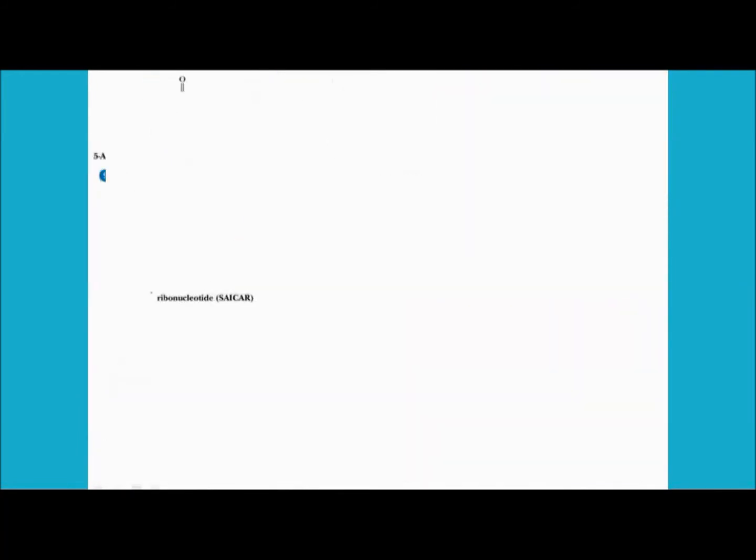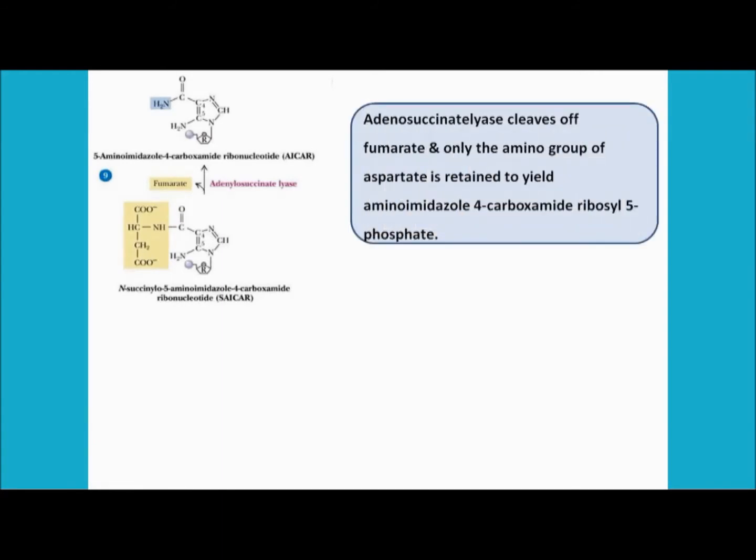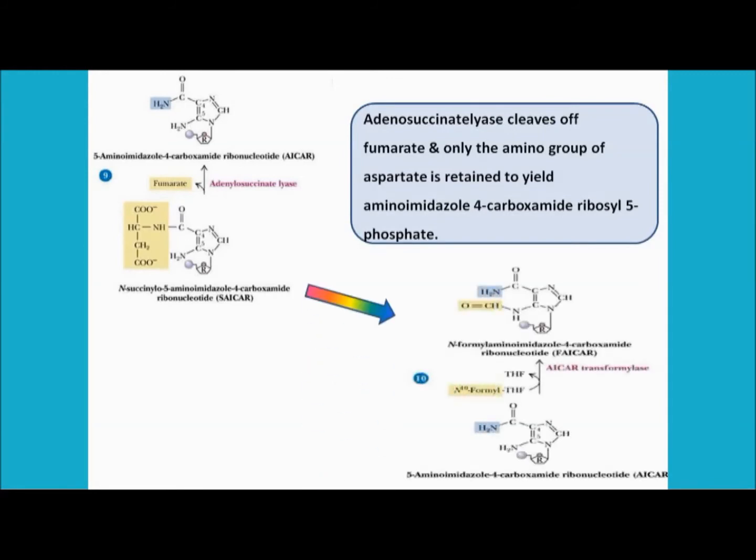The next step is nothing but step 9. It is the adenylosuccinate lyase. It will cleave off the fumarate from this structure. This enzyme is actually going to cleave off the fumarate. It is going to remove the fumarate, and only the amino group of the aspartate is retained to yield the structure. What structure are you going to get? You are going to get the 4-carboxamide ribosyl 5-phosphate.